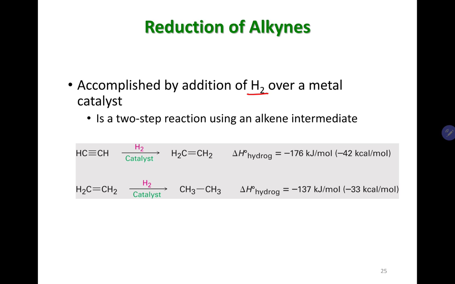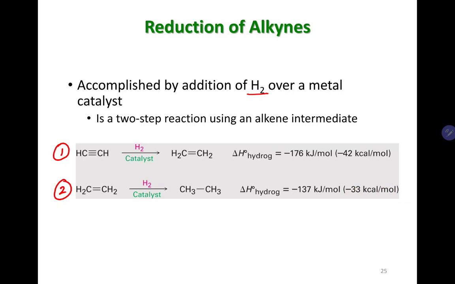So the reduction of alkynes is two steps. Of course, in the first step you will reduce the alkyne into an alkene, and in the second step you will reduce the alkene into an alkane. But here is the thing, just because this happens in two steps doesn't mean that you can always control it. You can't always stop after the first step. No, that is not going to happen.